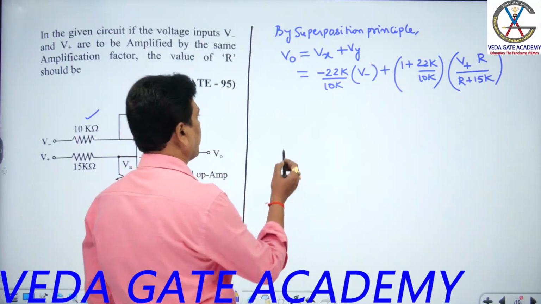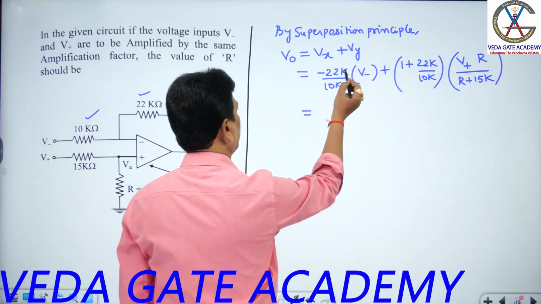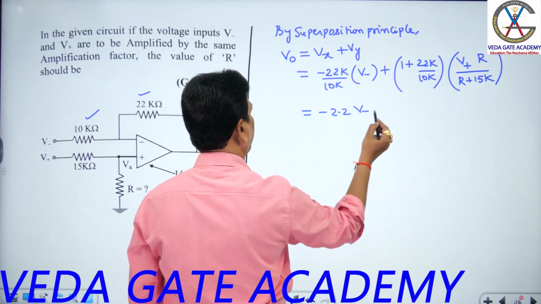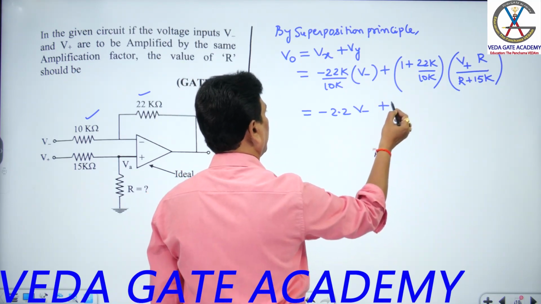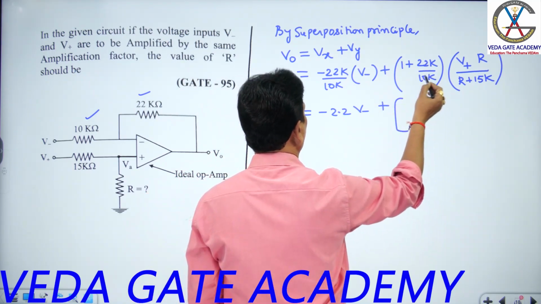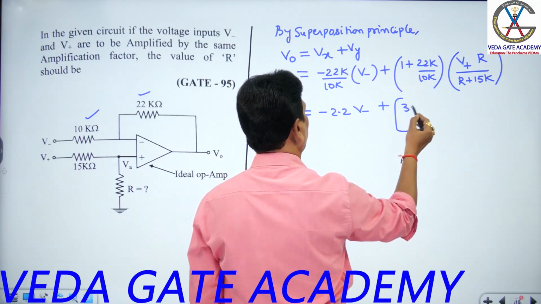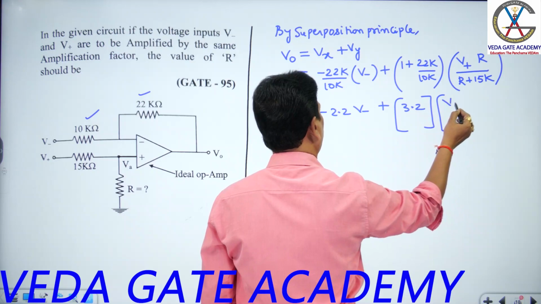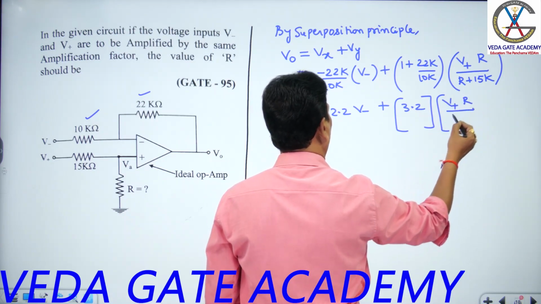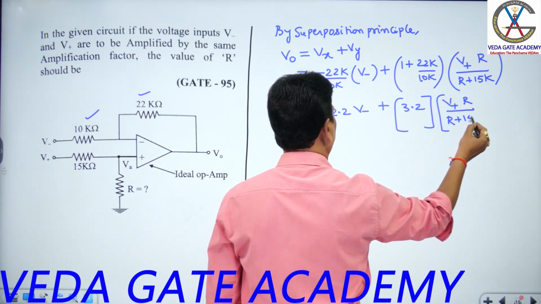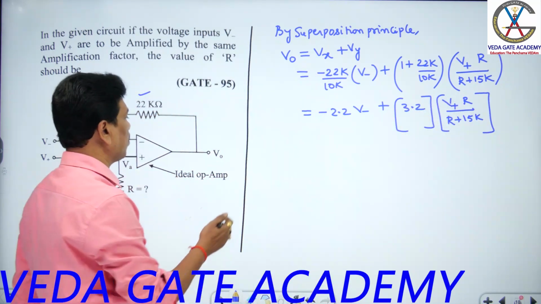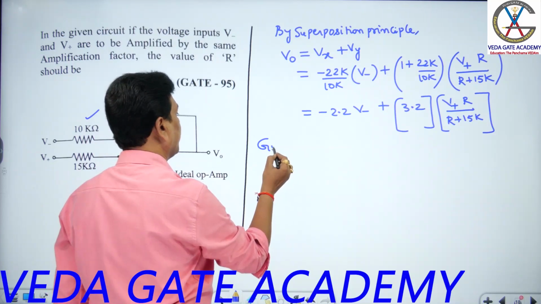So if I rewrite like this, students: minus 2.2 V minus, plus 2.2 plus 1, that is 3.2, into V plus times R by R plus 15K. Can I write like this? So what is the condition given for that one now?